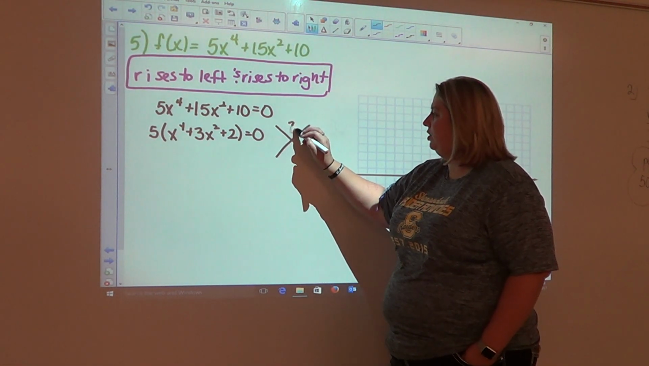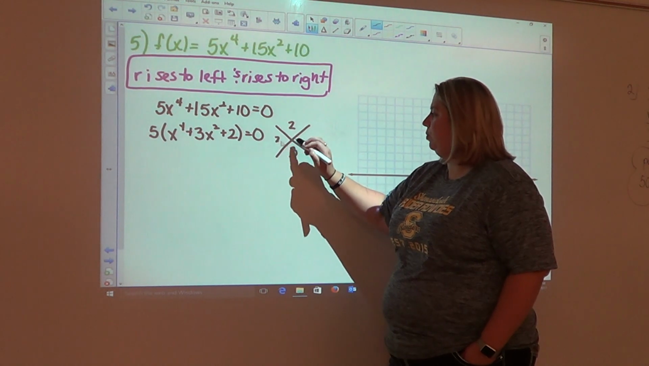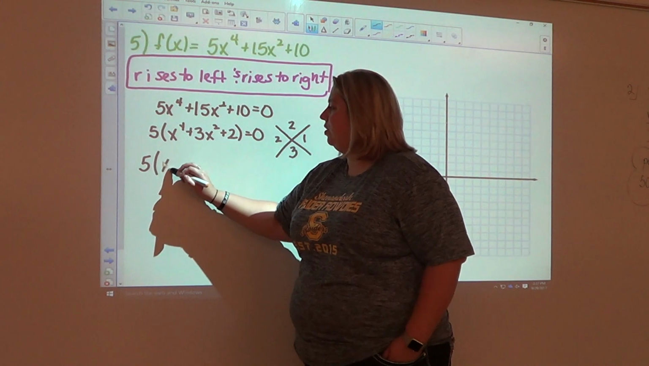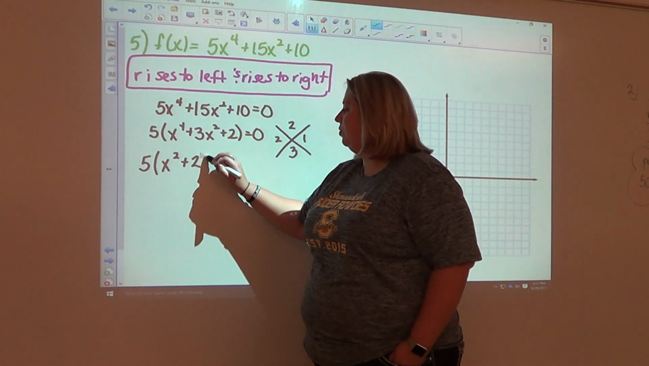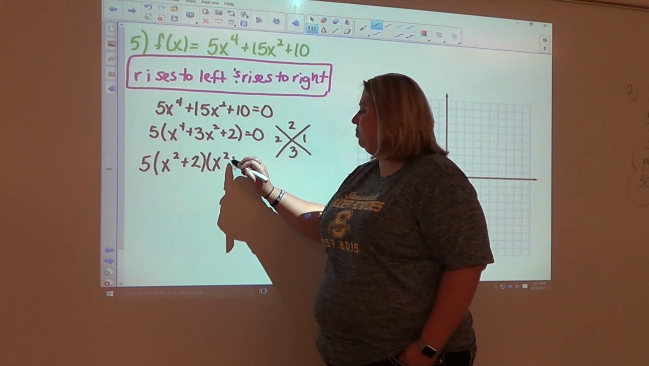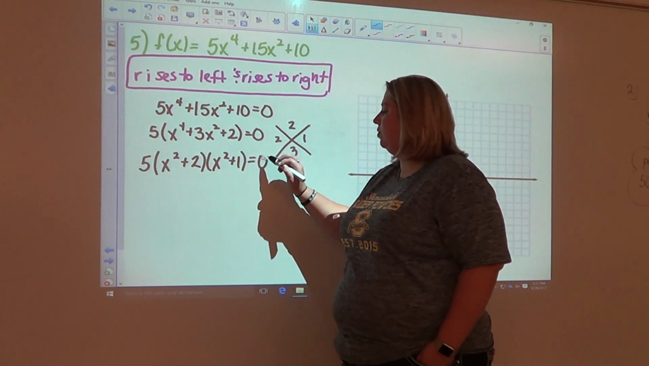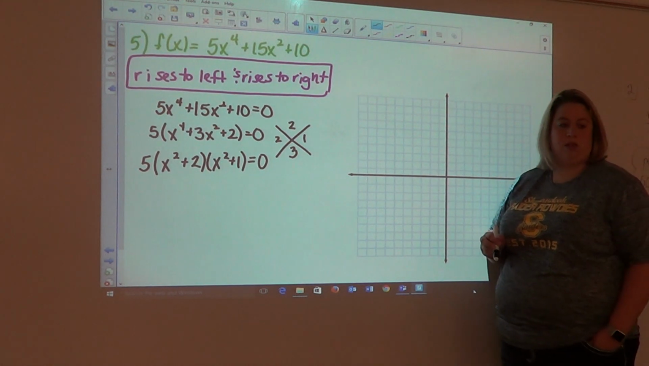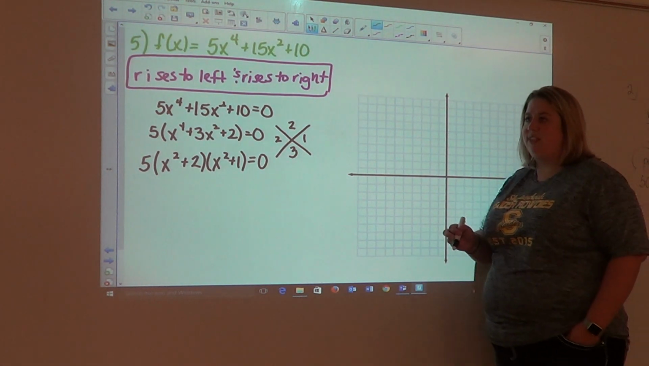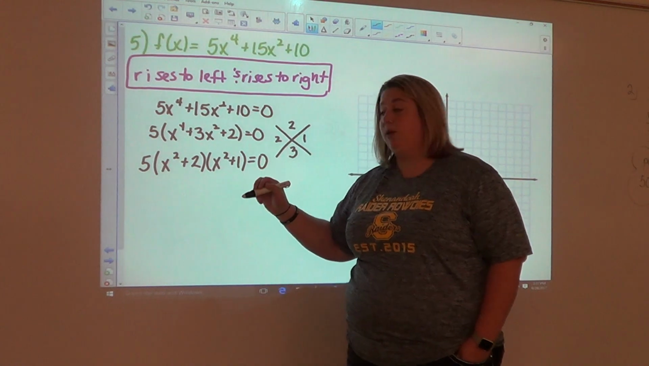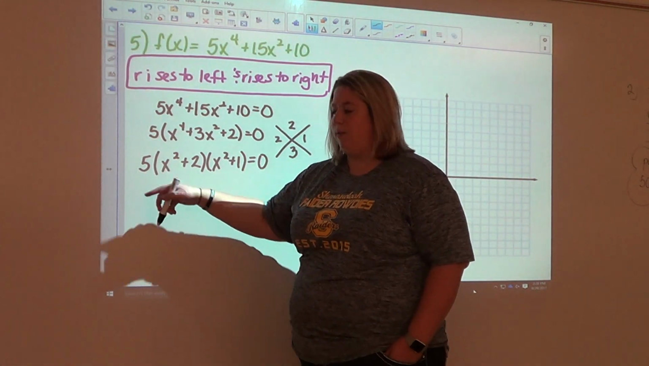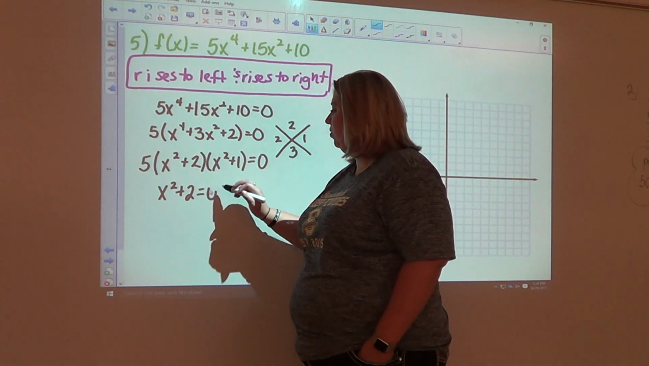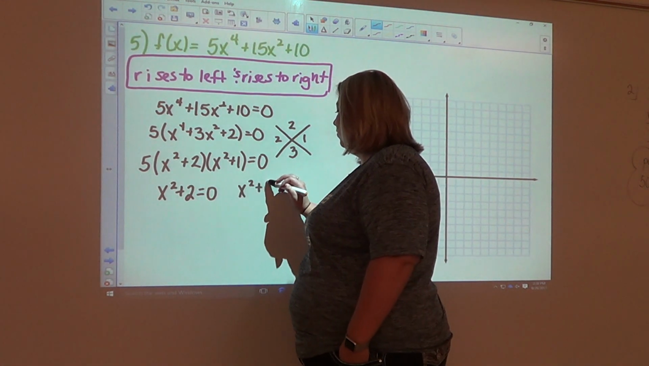Okay, multiply to get 2 and add to get 3 would be 2 and 1. So I have 5(x squared plus 2)(x squared plus 1). Then the parts that have variables, so the 5 doesn't have a variable, you can forget about that. The other parts, you set equal to 0 and solve.